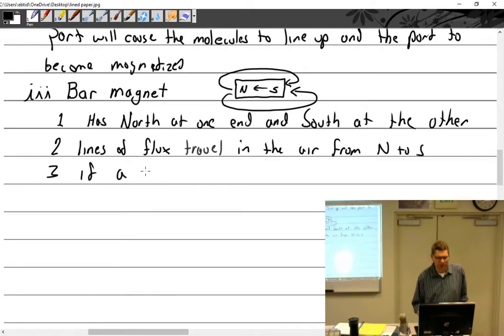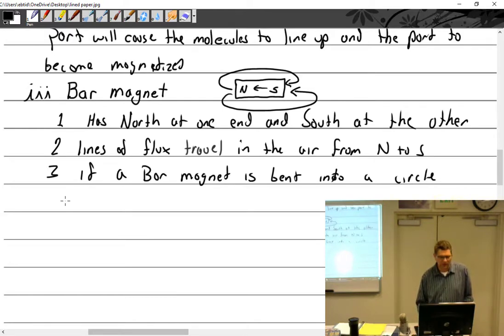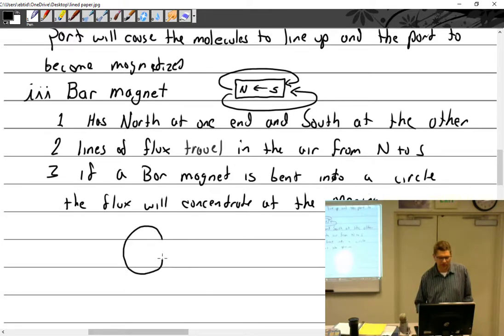Let's skip to this. If a bar magnet is bent into a circle, the flux will concentrate at the opening. So I take that bar magnet and I roll it around in sort of a circle, give it some depth. My flux is going to be concentrated right here at this point.